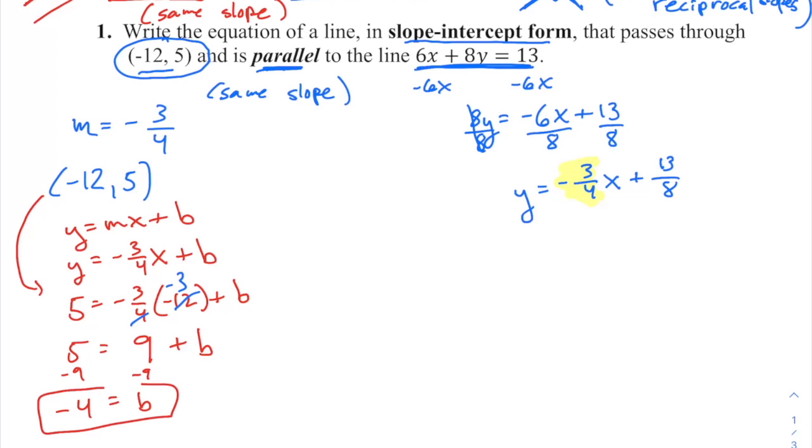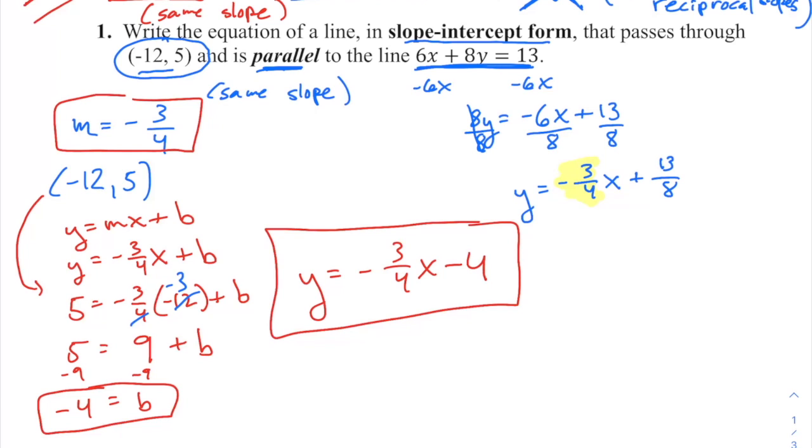So now I've got my b to go with my slope. So my line is y equals negative 3/4 x minus 4. That is the final answer.